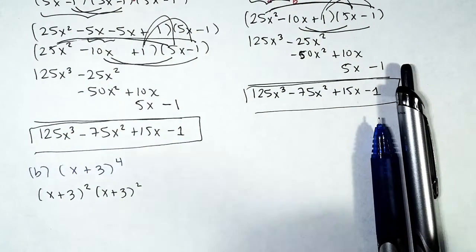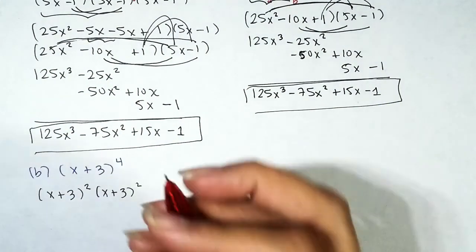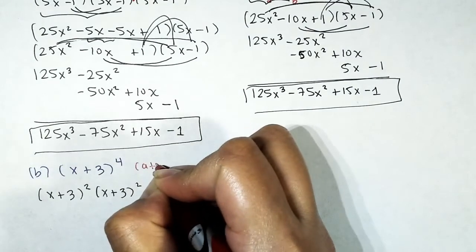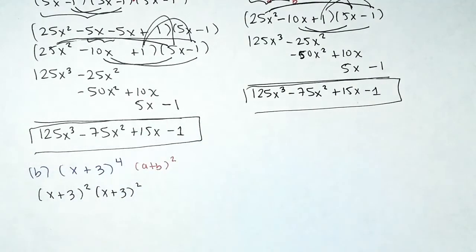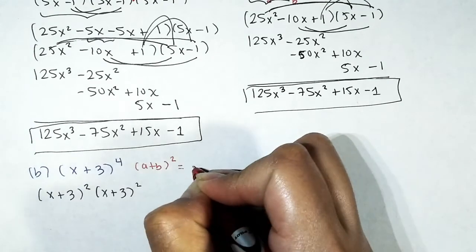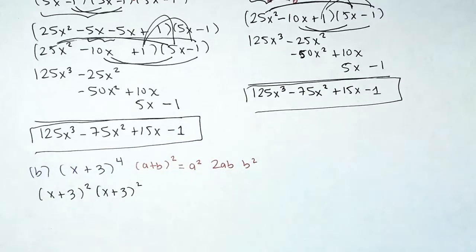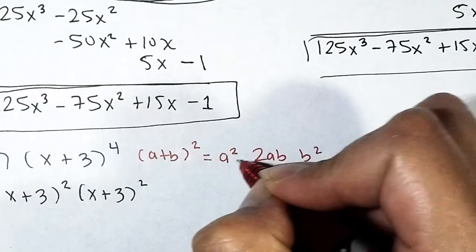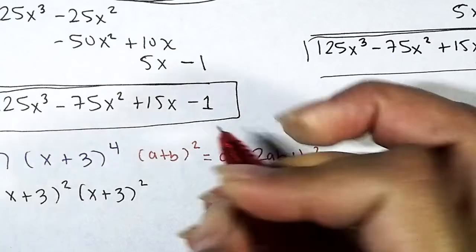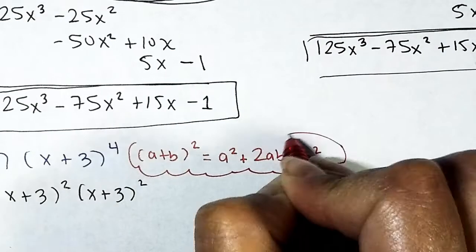Let me remind myself of this multiplication shortcut. If we're squaring a binomial of the form a plus b, if this is your question, then this is your answer: a squared, 2ab, b squared. For the signs, same, always positive. Let me highlight this.